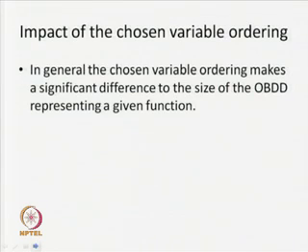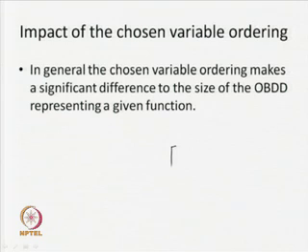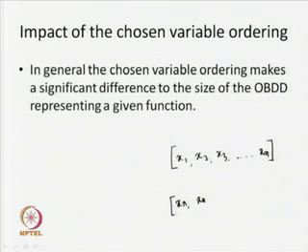Now, there is an impact of the chosen variable ordering. We are going to put a variable ordering. Say I have variables x1, x2, x3, like that up to xn. This may be one variable ordering. Secondly, I can say xn, xn minus 1, xn minus 2, like that up to x1. This may be another variable ordering. With the help of the first ordering, I can get a BDD, which I will call B1. And with the help of the second ordering, I can again have a BDD representation of the given function, which I call B2.